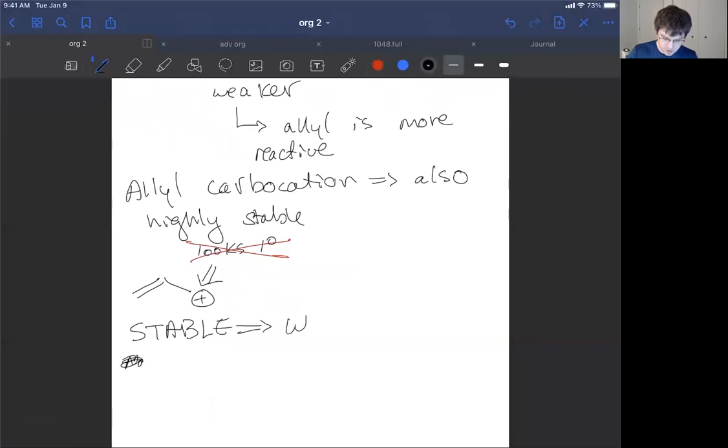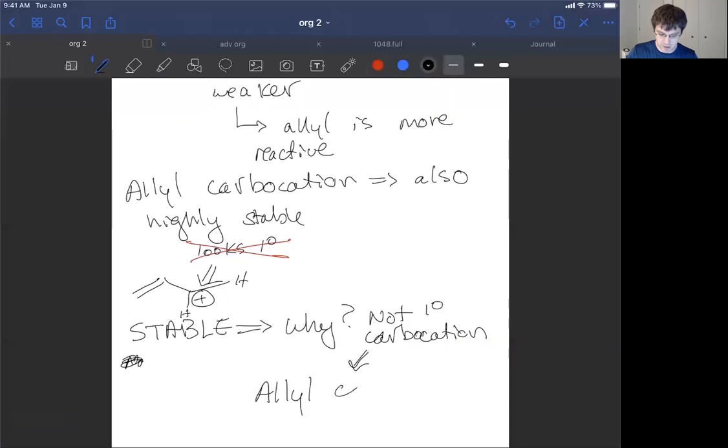So I'm going to say why. Well, it's first of all not a primary carbocation. I realize that so far we've defined primary carbocations as those that have a carbon, positive charge, and then one thing attached, the rest being hydrogens. Okay, that's certainly the case here, but this isn't a primary carbocation. What is it? It's an allyl carbocation, or sometimes this is called allylic, or an allyl carbocation.